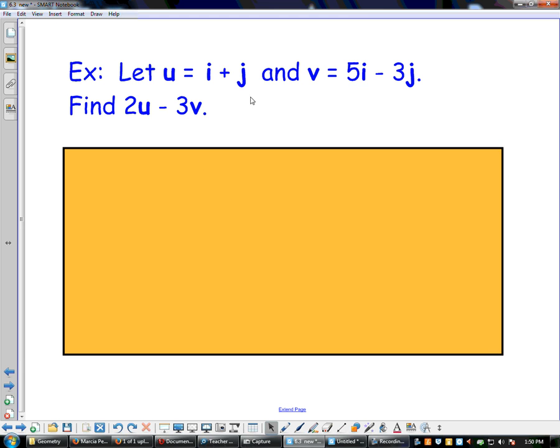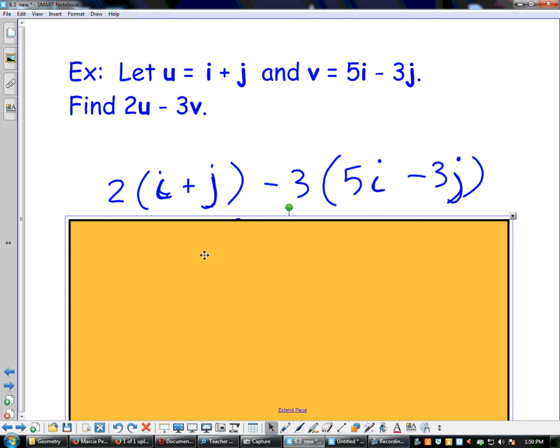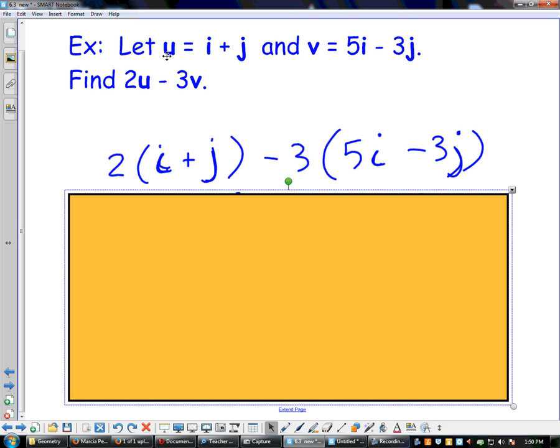So for this one, if you're trying to find 2u minus 3v, you could write u as obviously just i plus j, and minus 3v is minus 3 times 5i minus 3j. Everybody with me? Yeah. So far, so good?